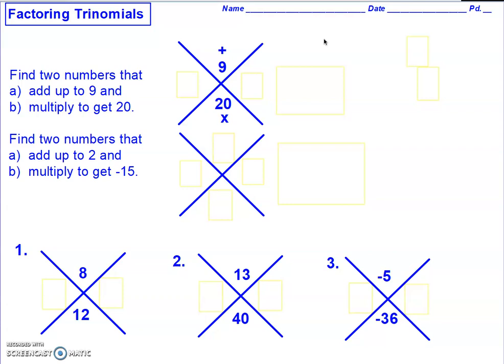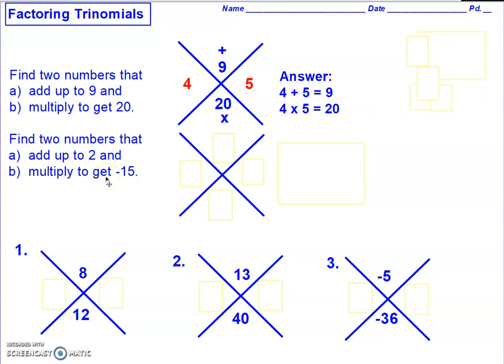Well, let's see. How about 4 and 5? 4 plus 5 equals 9, and 4 times 5 equals 20. Yep, that works. Let's check it. 4 plus 5 equals 9, and 4 times 5 equals 20. Good, we've got our numbers.